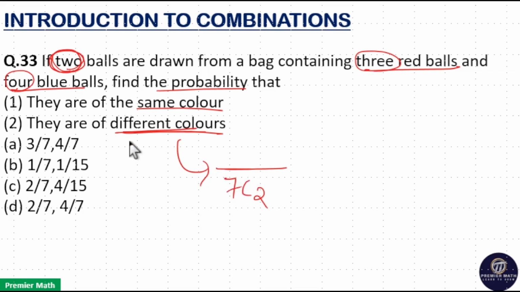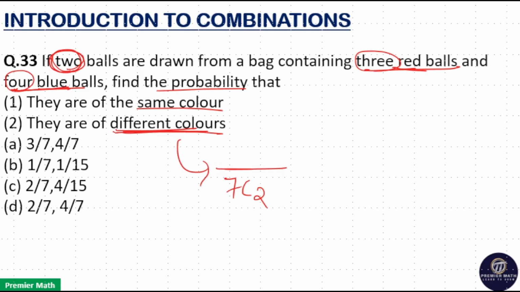Now favorable outcome means these 2 balls should be of different colors. Different colors means there are only 2 kinds of balls available. So one should be red and the other should be blue. So we should get 1 red from 3 red balls. So this can be done in 3C1 ways, and we should get 1 blue from 4 blue balls. So this can be done in 4C1 ways.